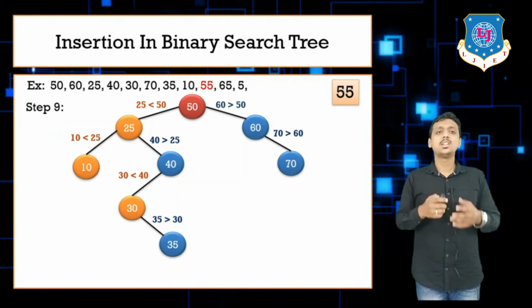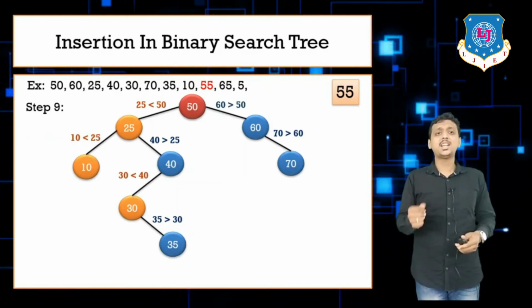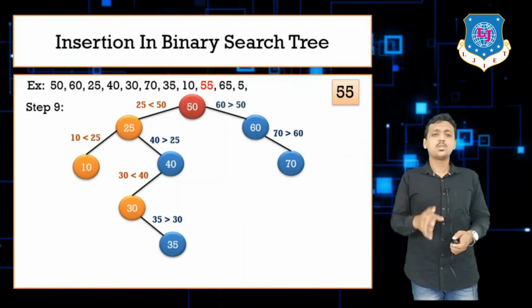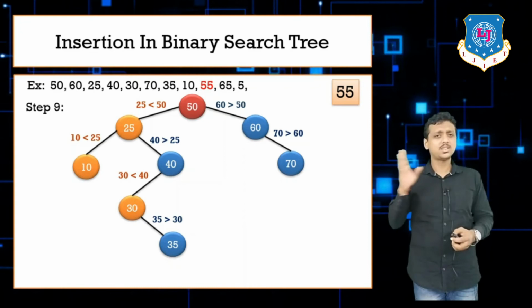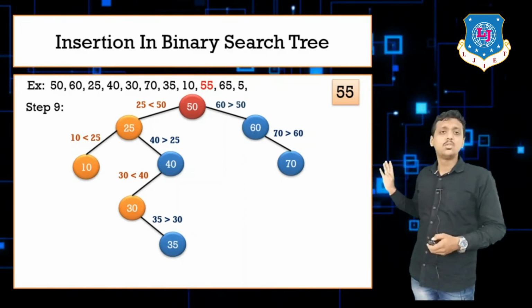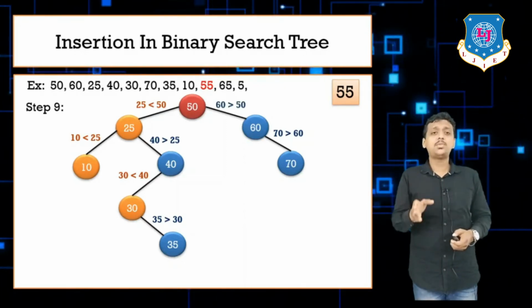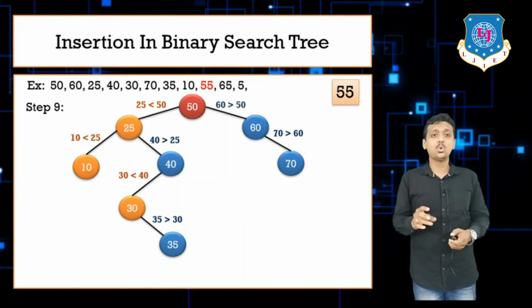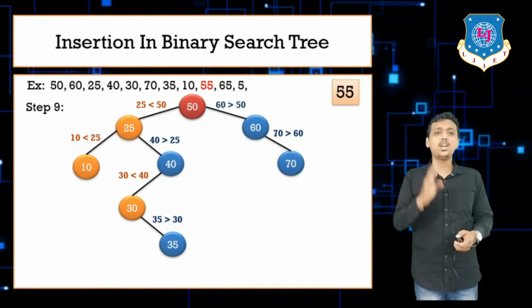The next we have 55. So students, start comparing the value 55 with 50. 55 is greater than 50, so just move towards the right side. Compare with 60. Now 55 is less than 60. So where to go? On the left side of 60.